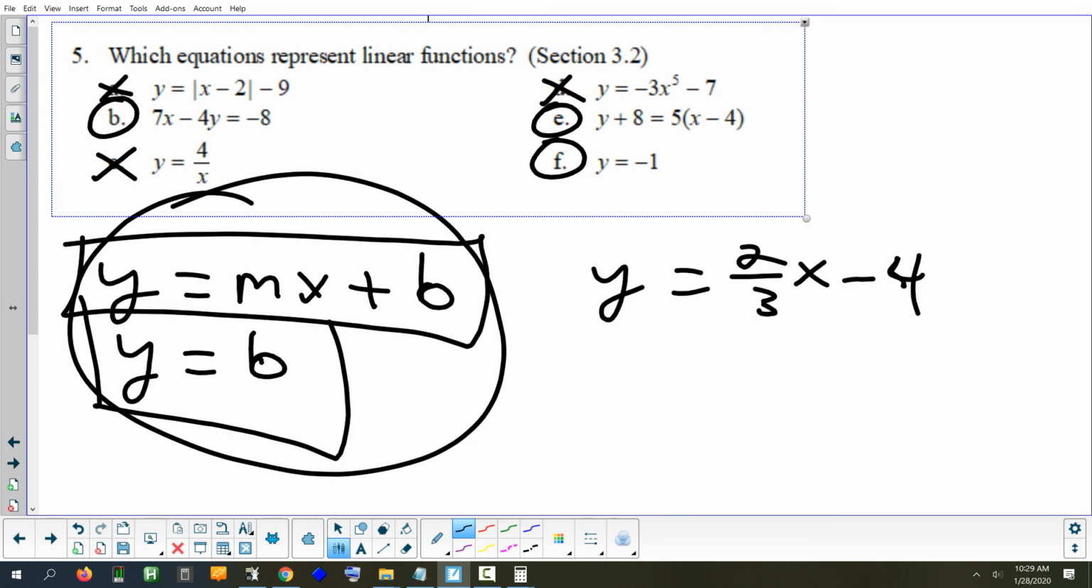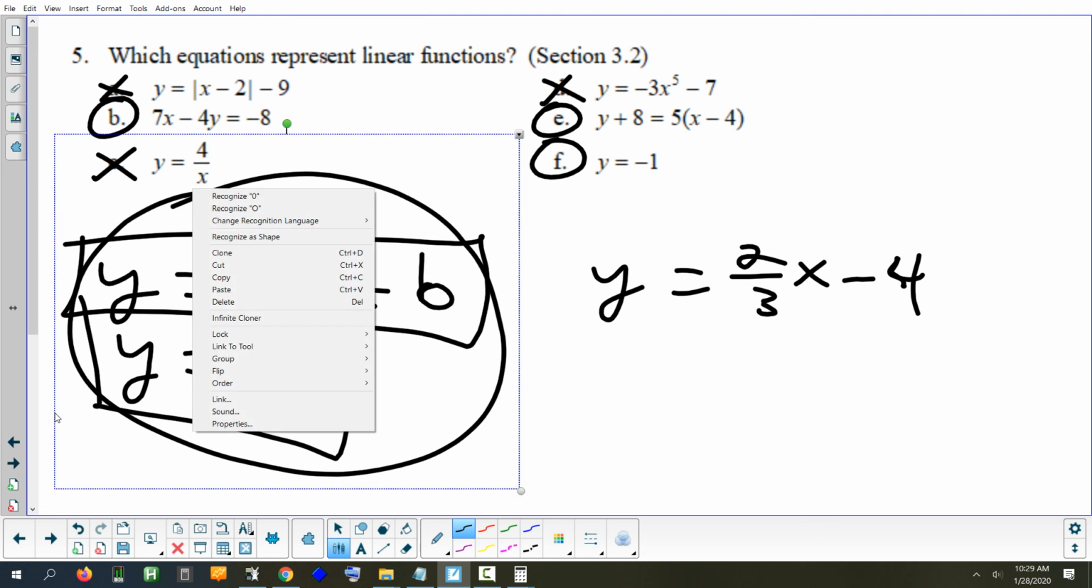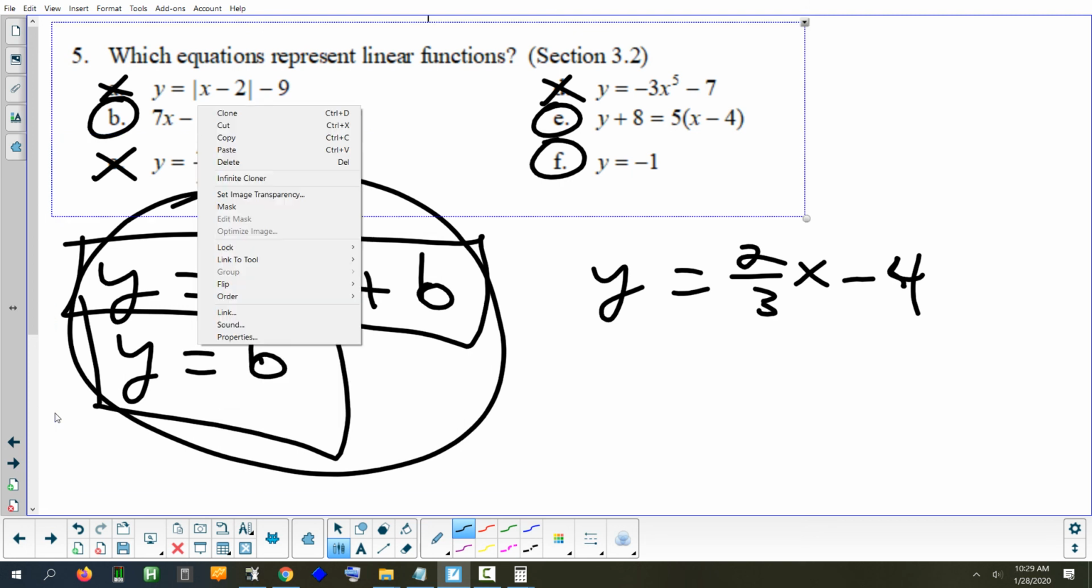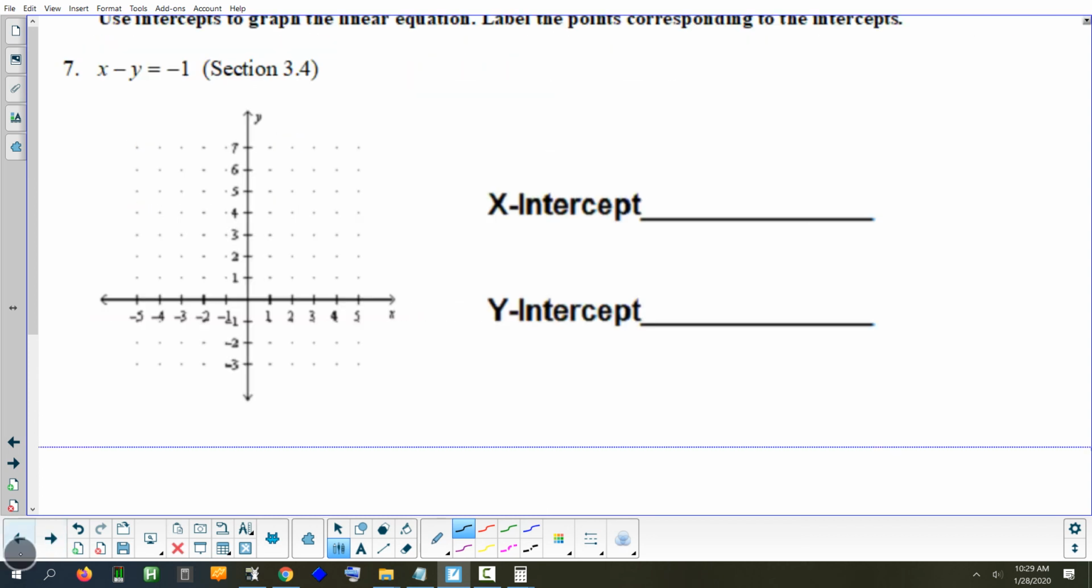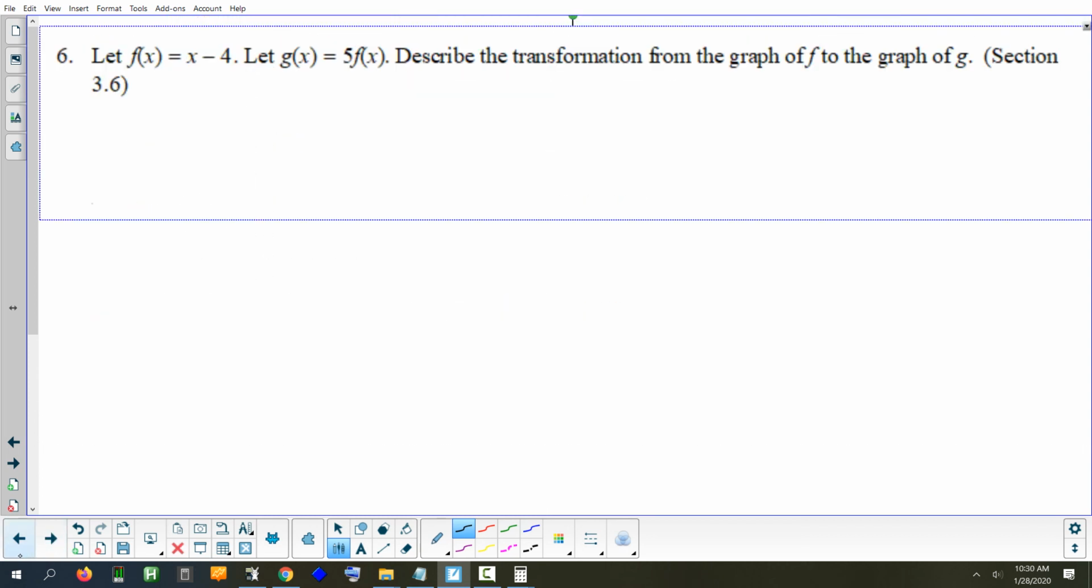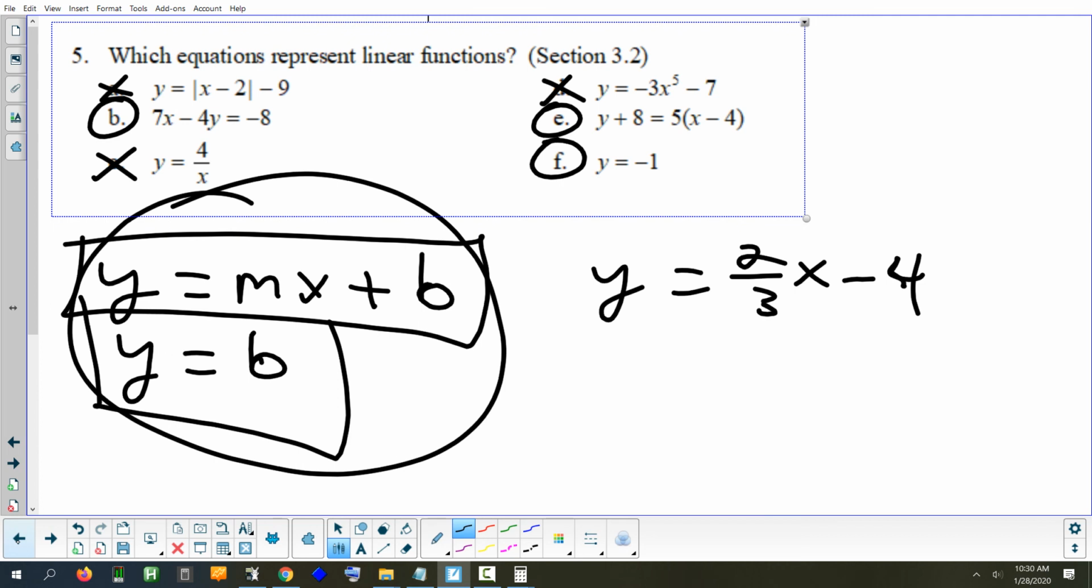So things you don't want to have, if you want it to be linear: no x's in the bottom, no absolute value bars, no exponents on the x. You can't have any of those things. So if you know those three, you should be good. What was the last one? So no x's in the bottom, no absolute value bars, no exponents.